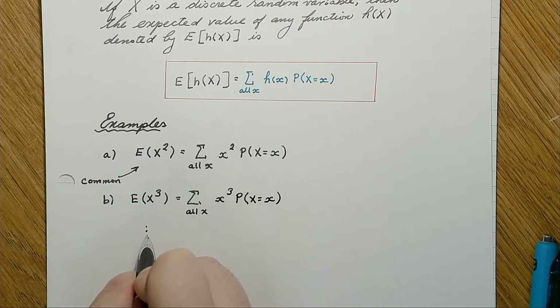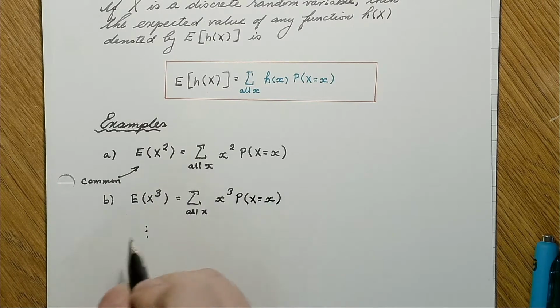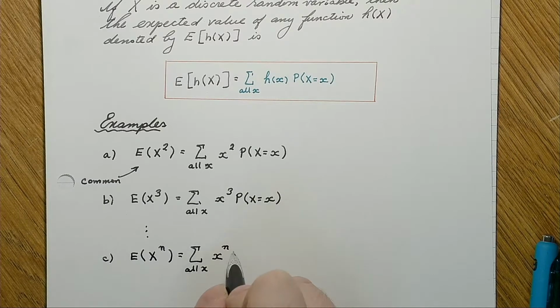And you can keep going on. A, B, dot, dot, dot. Let's call this C. But I could do, say, x to the n. And same idea. It's x to the n times its associated probability.